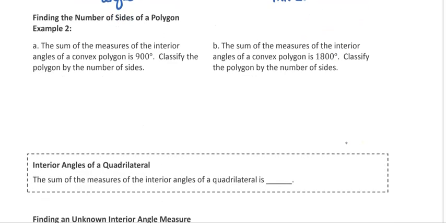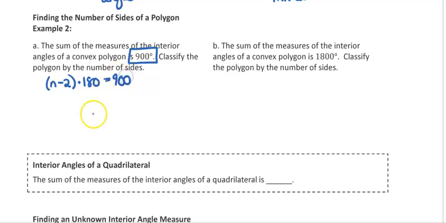All right, example 2 is going to use the same formula, but it's asking us to work backwards. It says the sum of the measures of the interior angles of a convex polygon is 900 degrees. So they're telling us the sum of the angles. Classify the polygon by the number of sides. So basically, we don't know the number of sides, so that means we do not know n.